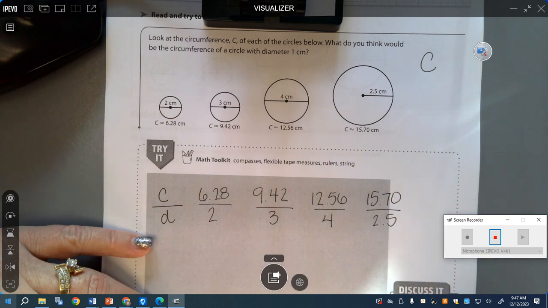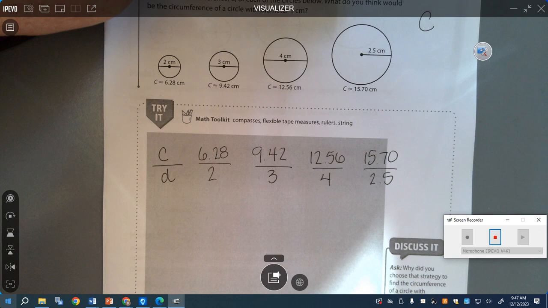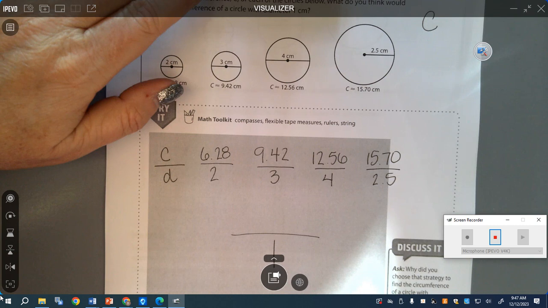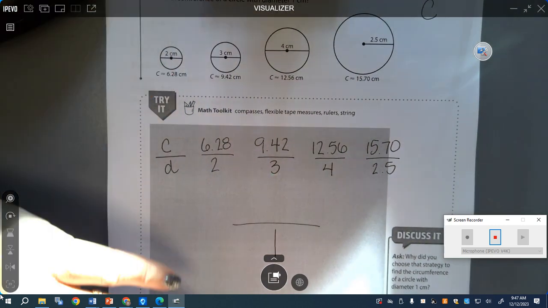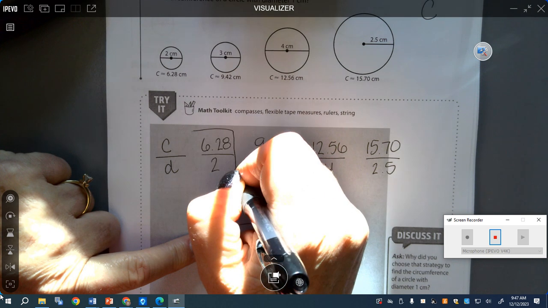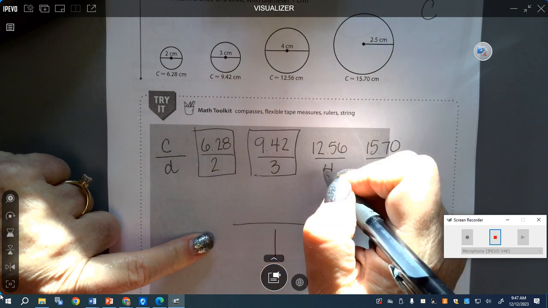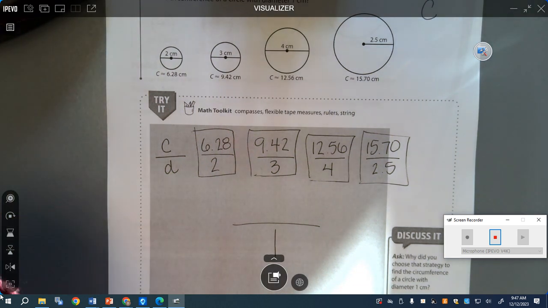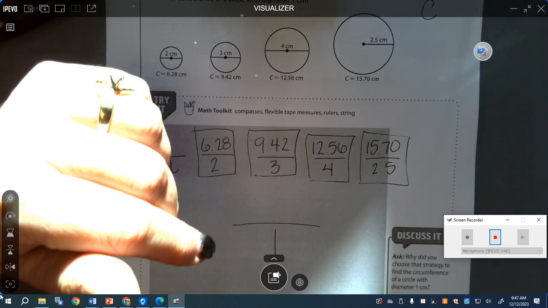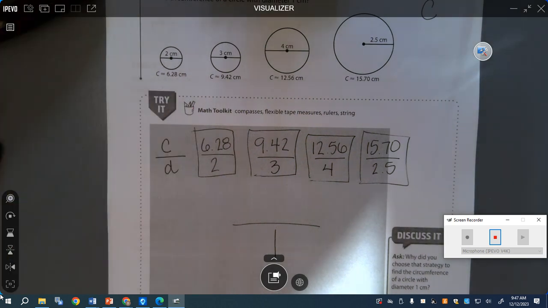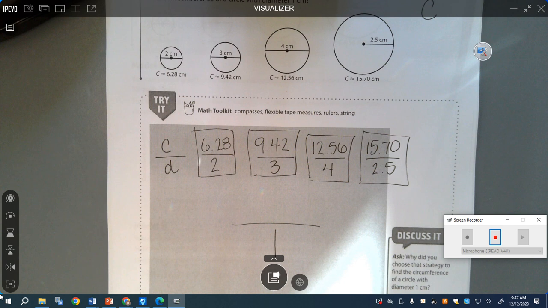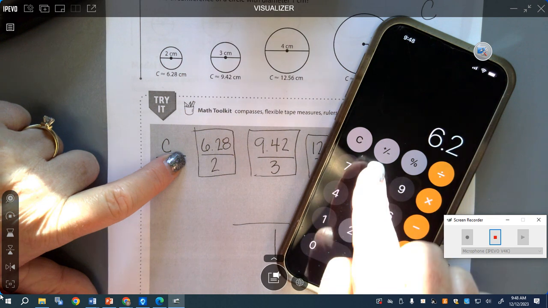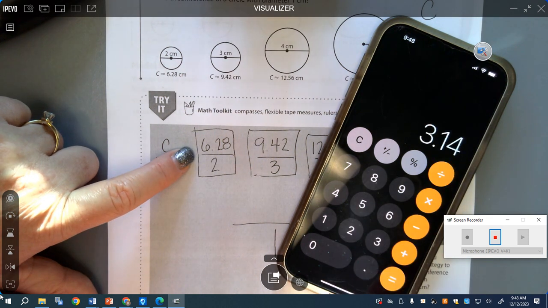What we're trying to find right now is what the circumference would be if my diameter is 1. If you look at all of these, what would I need to do with all of them to see what's going on? We did this on our activity last Friday. What do you think we do? Go ahead. We could divide those. So let's go ahead and divide those. We're going to go 6.28 divided by 2. Look what I got.